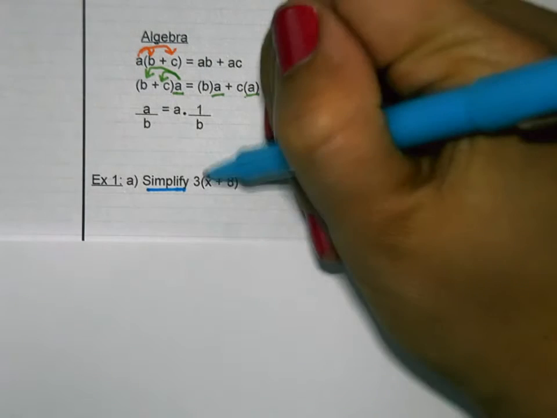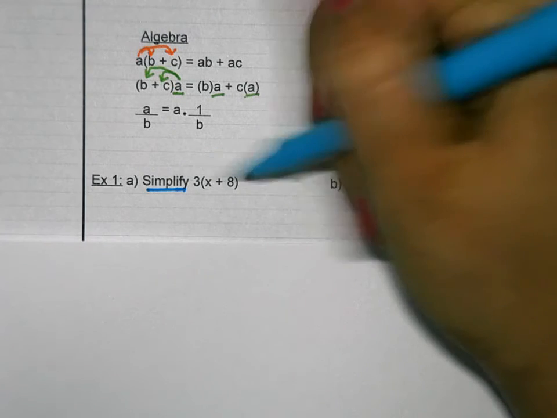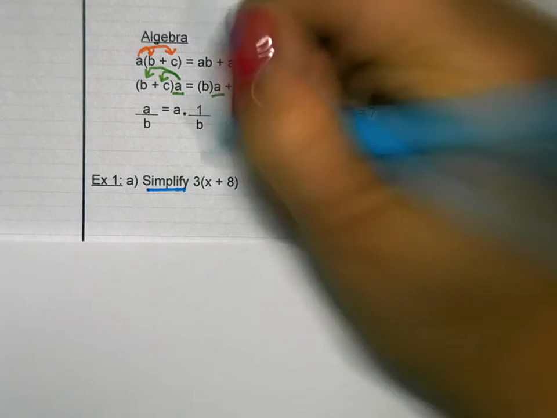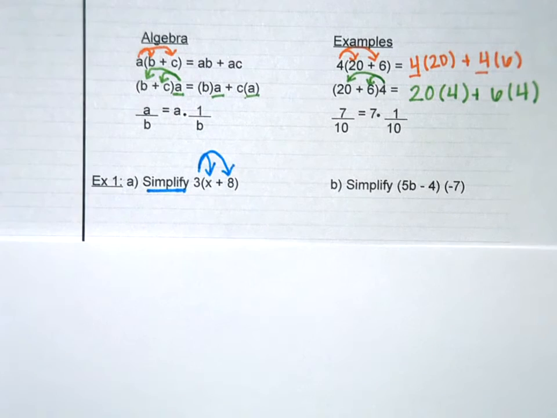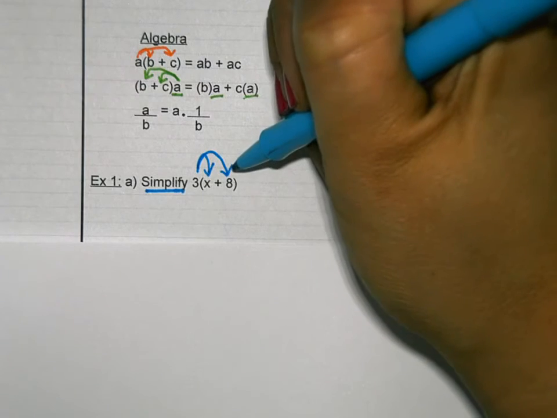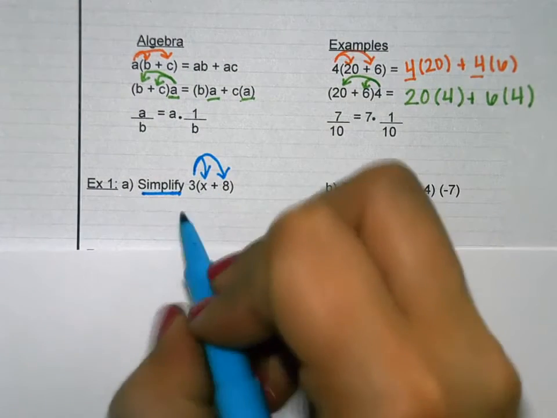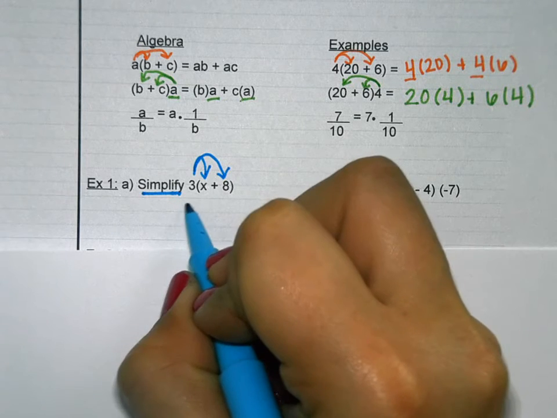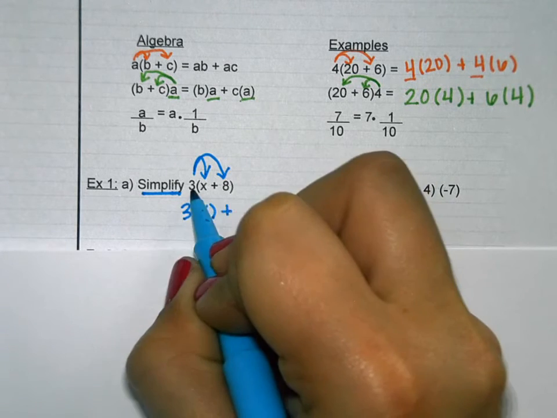So that indicates to me that I'm going to be multiplying 3 times these two numbers, so I'm going to use the distributive property. To remind myself that distributive is always multiplication, I draw arrows to the numbers that we're multiplying by, and then I write the multiplication out. So this is 3 times x plus 3 times 8.